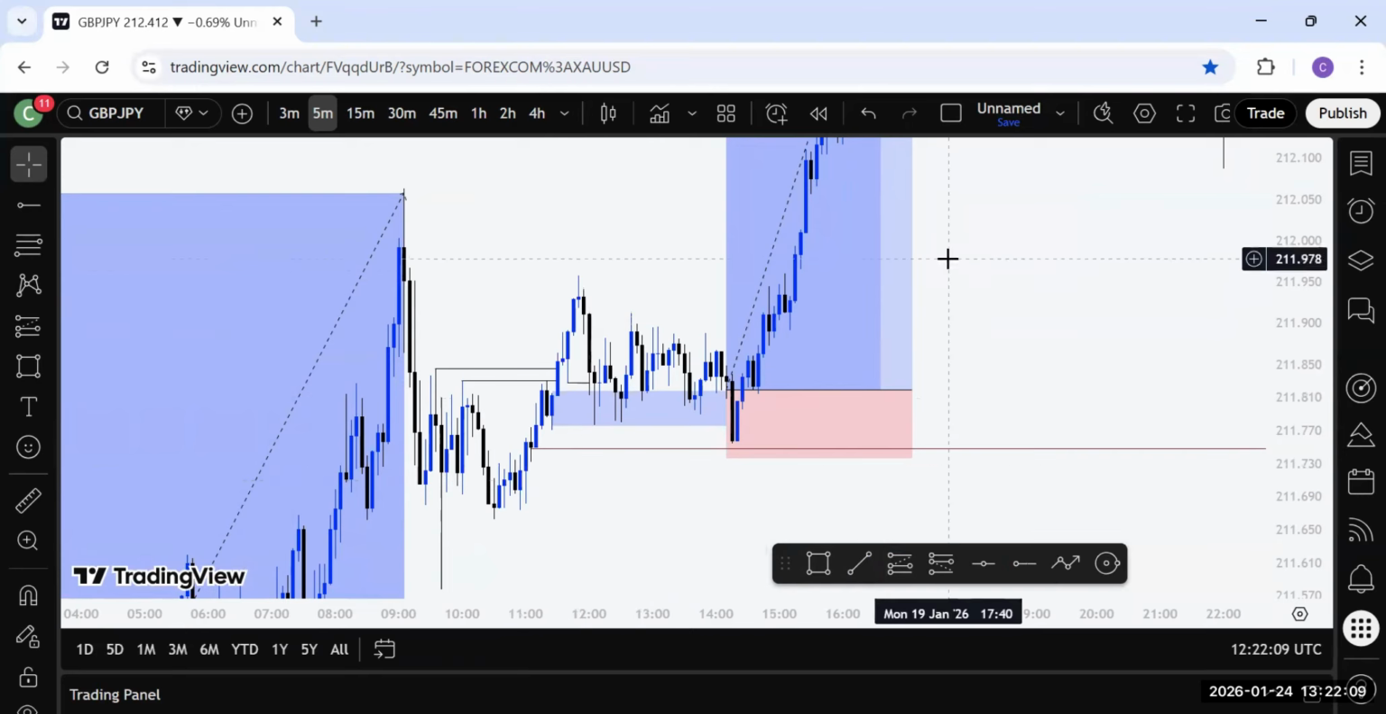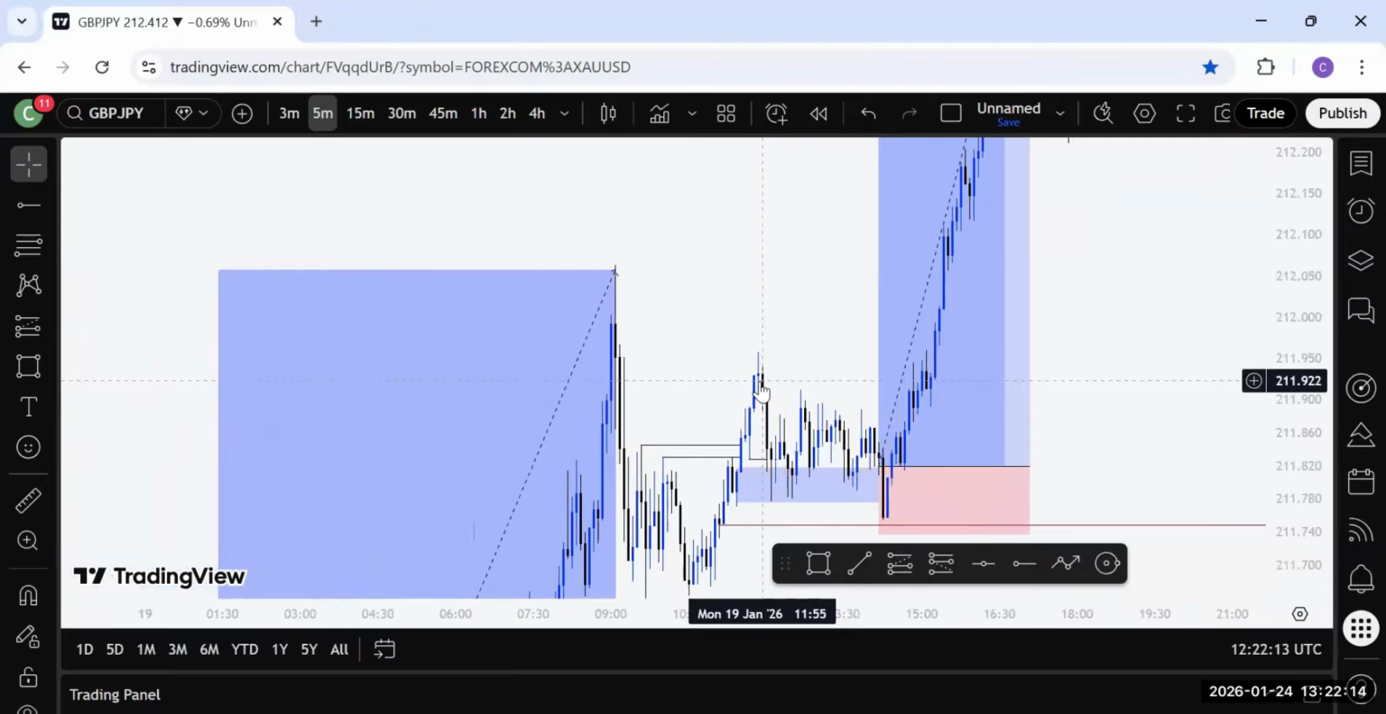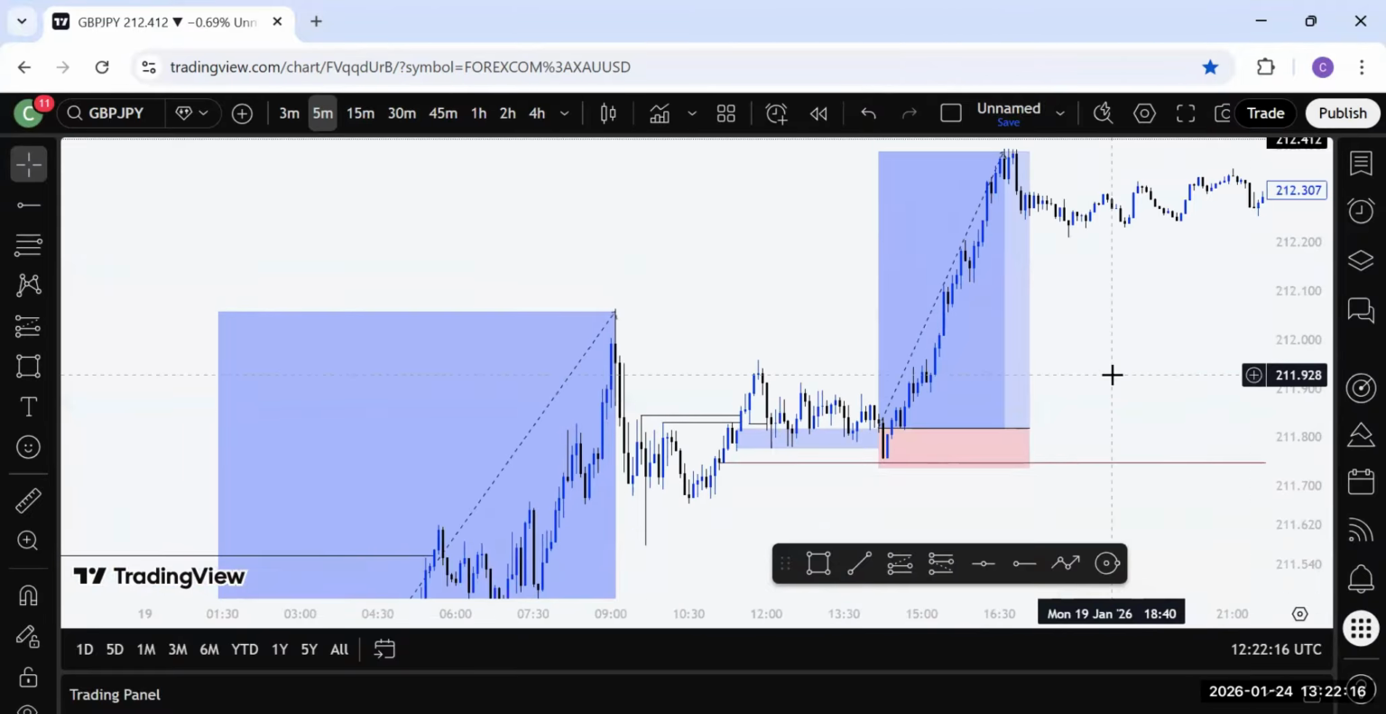So when I took this particular trade, the thing that came to my mind is this: where's the nearest door on liquidity on this particular chart or this particular setup?